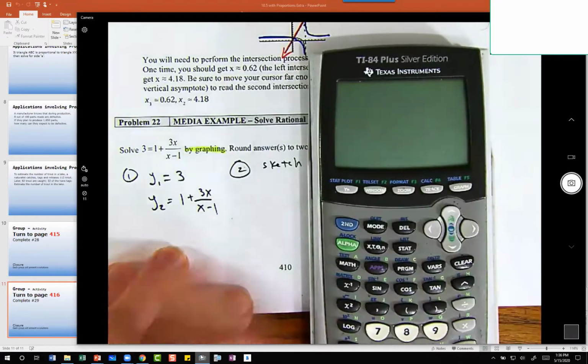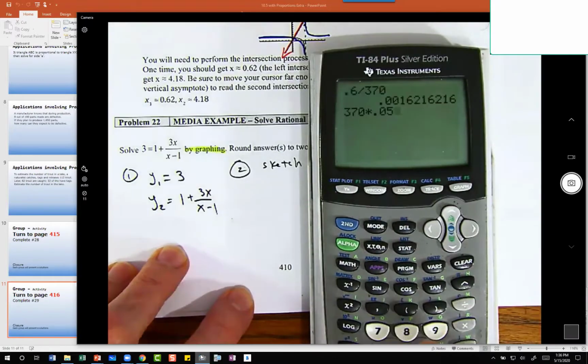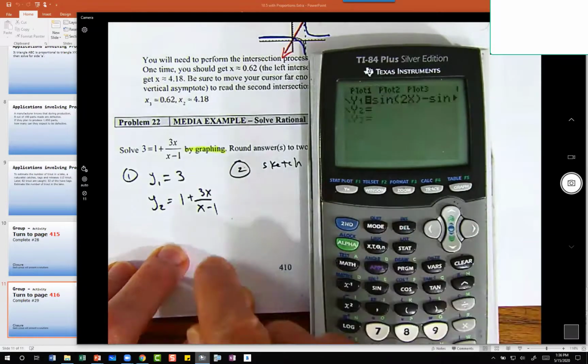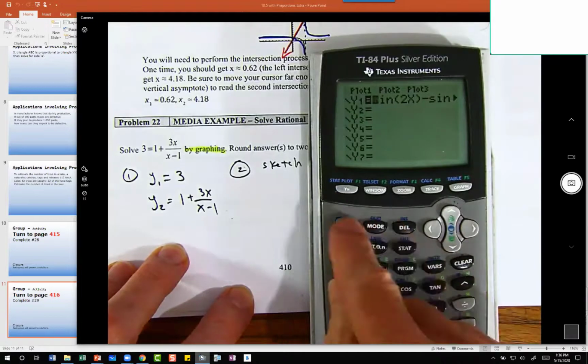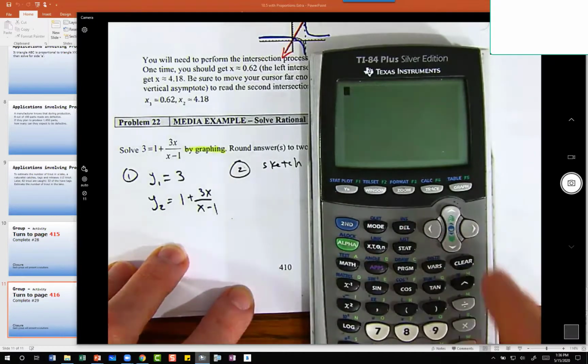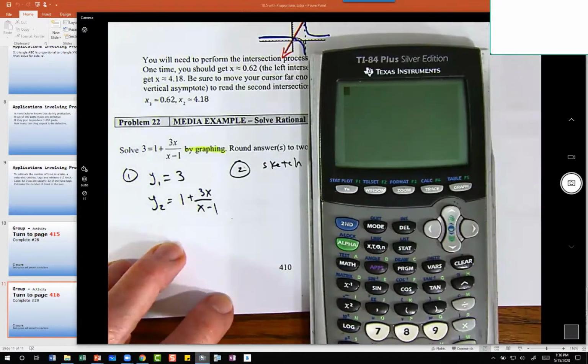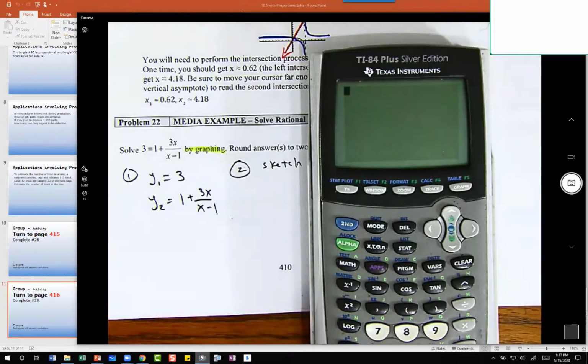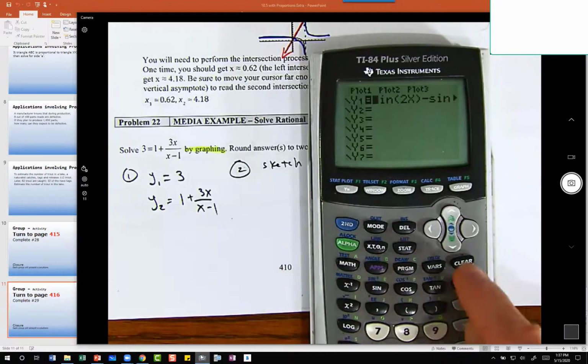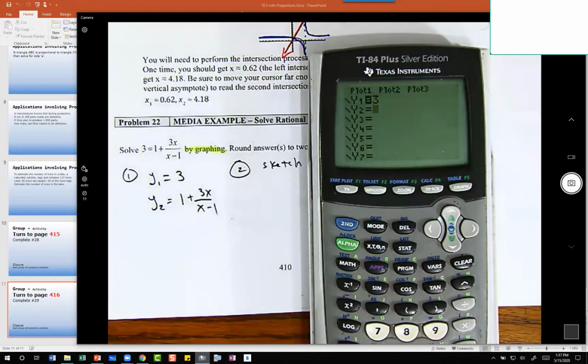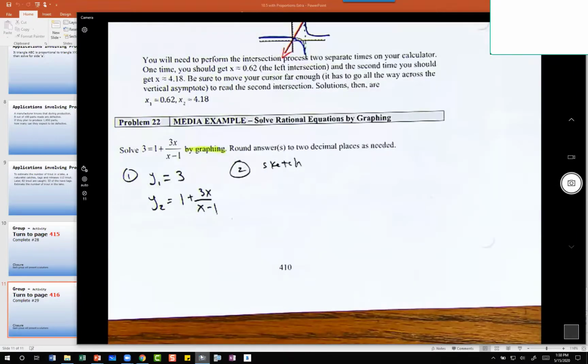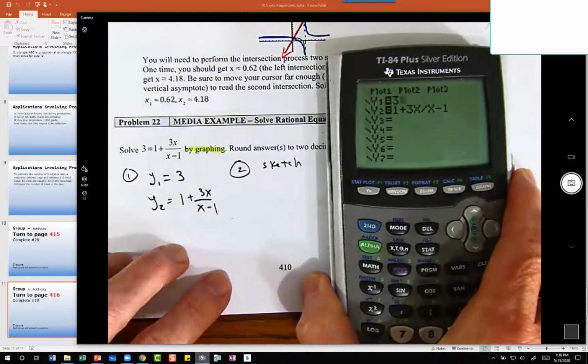Are you guys graphing it? I'd like you to be graphing it so that you're getting an outcome that you can compare with mine. All right, are you guys ready to compare graphs?